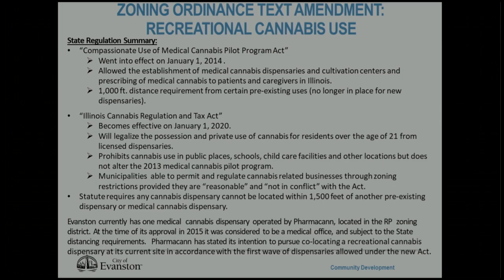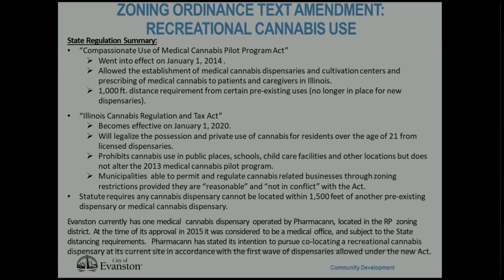I also want to note that the statute requires that any cannabis dispensary be at least 1,500 feet from any other pre-existing dispensary or medical cannabis dispensary. I do want to point out that Evanston does currently have a medical cannabis dispensary, which is located within our Maple Avenue garage, specifically 1804 Maple. This is in the RP zoning district. At the time that it was approved in 2015, it was considered a medical office that was subject to distancing requirements, which were pretty strict at that particular time. And this particular dispensary is operated by PharmaCann.